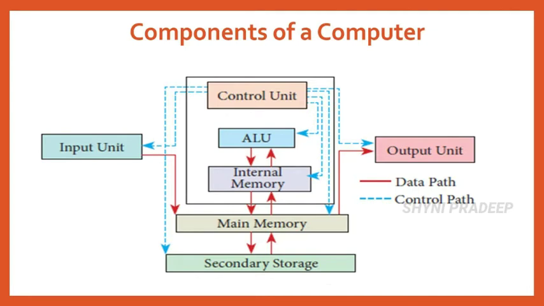What are the main components of computer? Input unit, output unit, control unit, ALU, internal memory, main memory, secondary storage. Okay. So let us see them one by one. What do you mean by input unit? The input unit takes the input and processing will be done in central processing unit and the output unit produces the output.